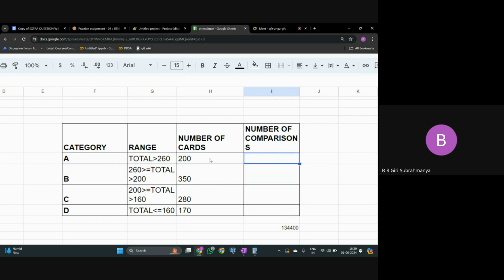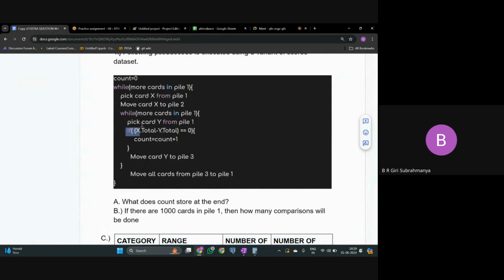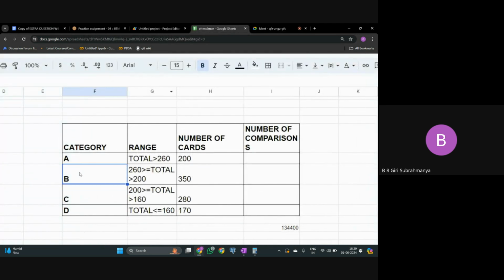For example, if there are 200 cards in category A, only within category A are we going to compare, right? Is there any point in comparing a card from category A and category B? There's no point. Because what do we want? We want to count the number of pairs of students who have got the same total. If they are in different categories, there's no possibility of them having the same total. So there's no point in comparing cards from different categories. Within this category, we will however compare.